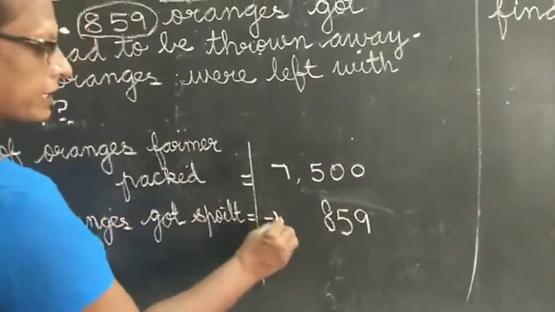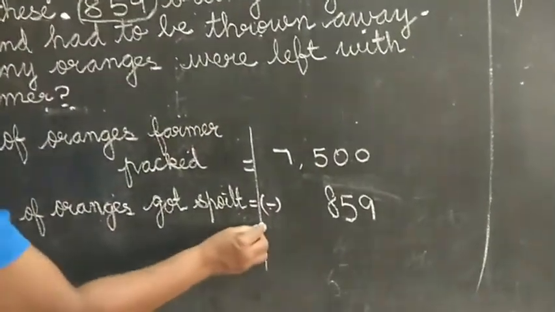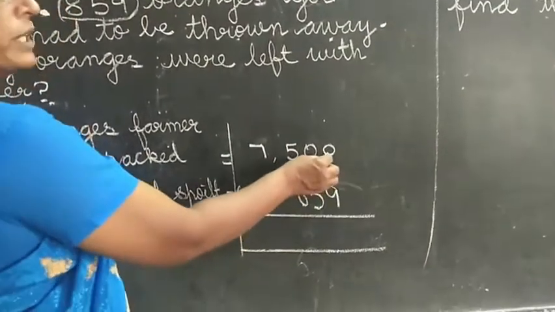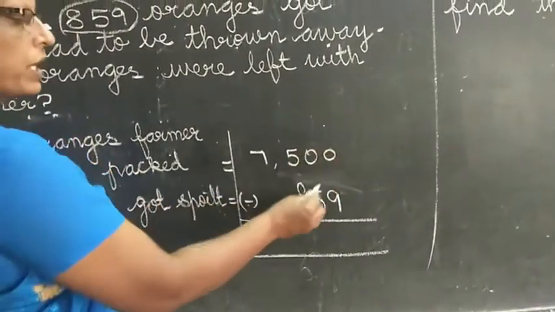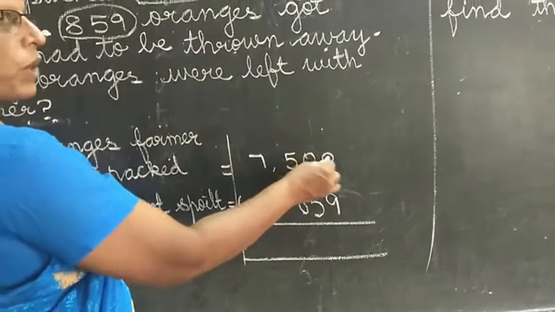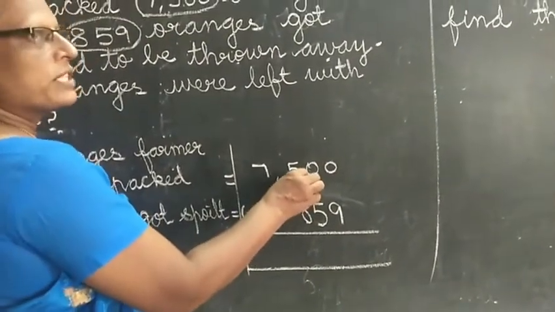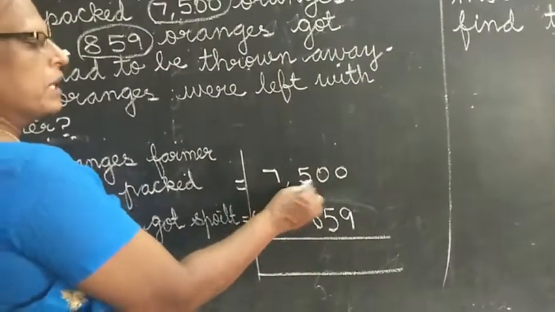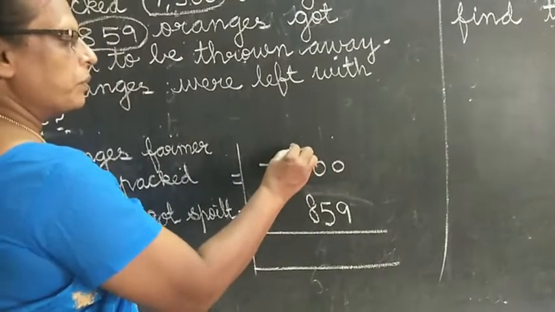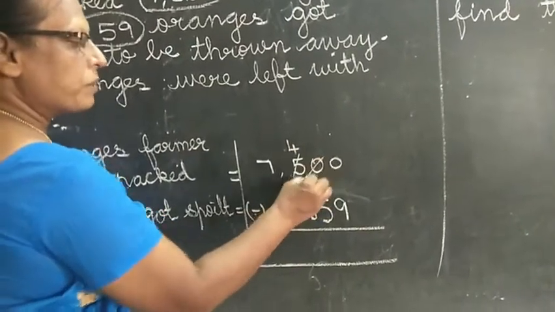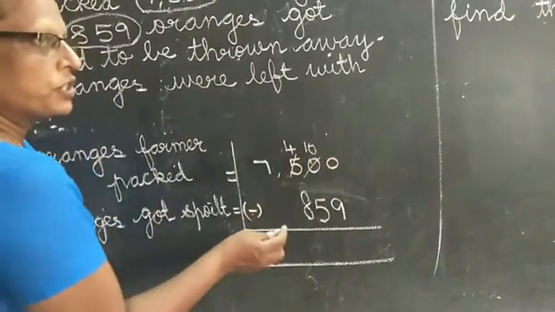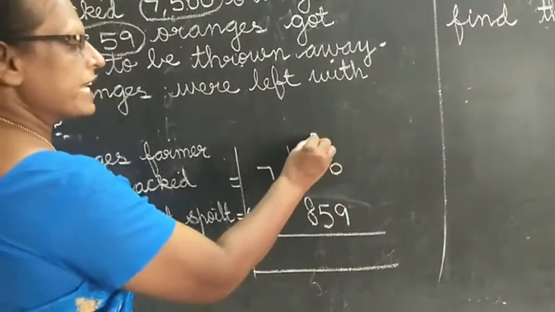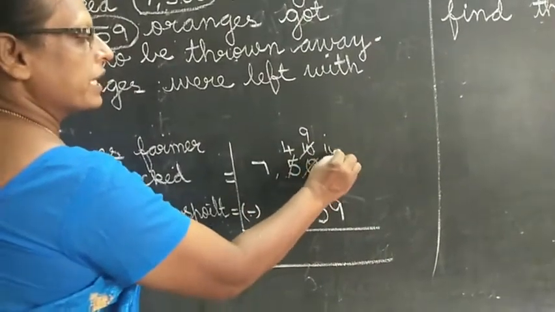Okay. So what you have to do? You have to subtract. From 9 can you count up to 0 children? No, it's a smaller number. So you have to go to the previous number. The previous number also is 0. So you have to borrow from 5. So this 5 will become 4 and this 0 will become 10. And now from this 10 you can borrow. So this 10 will become 9 and this 0 will become 10.